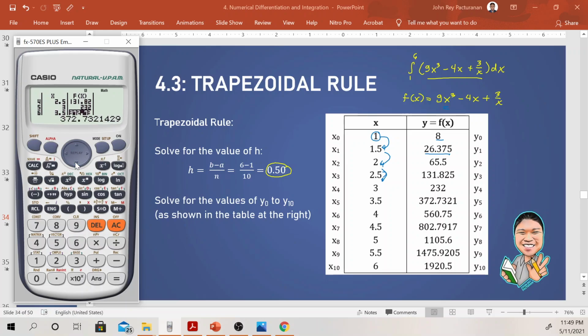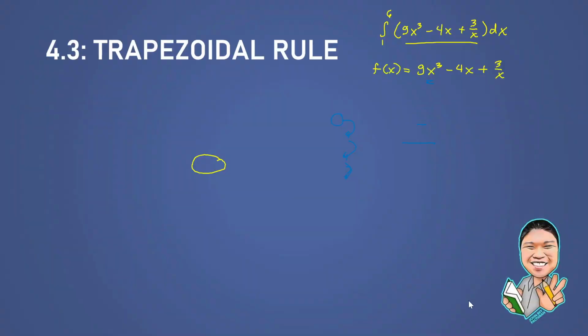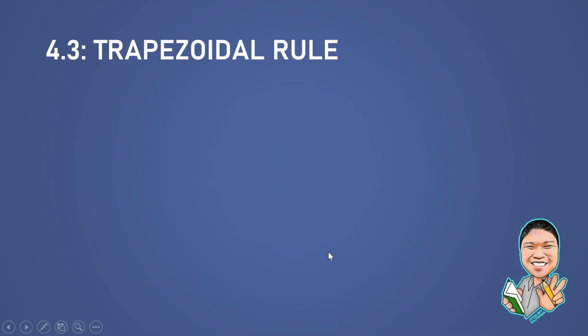131.825, 232, 372.7321, 560.75. For decimal places in maximum, no? 802.7197 or 7917, sorry. So, ito, click mo lang to, 1105.6, then 1475.92, and 1920.5. So, at least, no, kaya natin i-generate tong table na to using our calculators only. Anyway, back to the discussion na tayo for the Simpsons. Proceed na tayo sa solution.